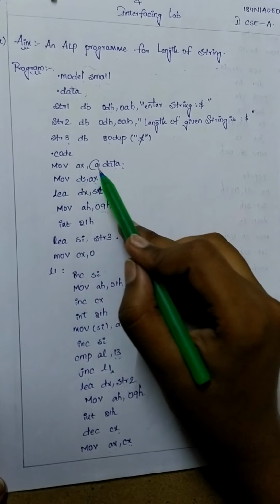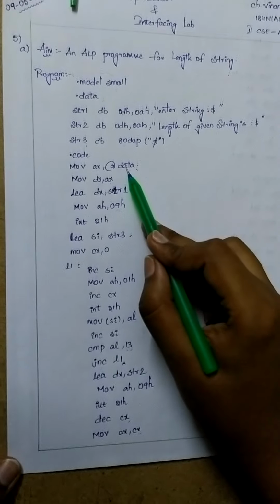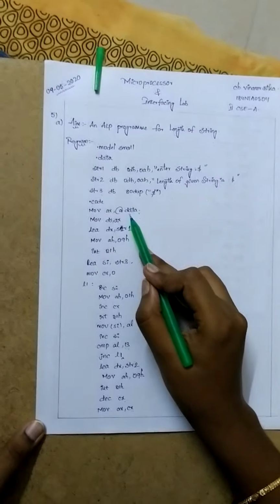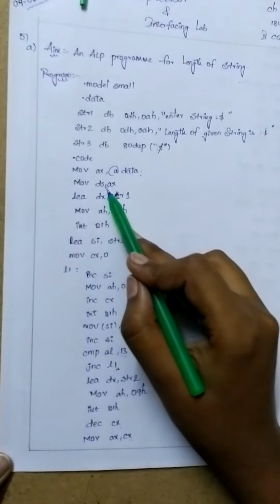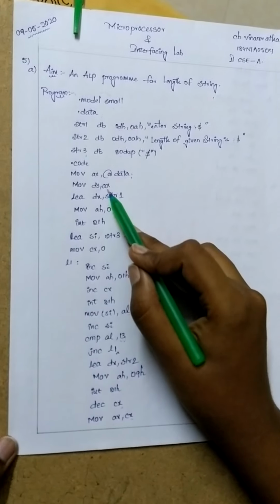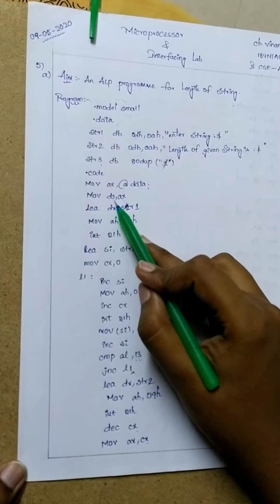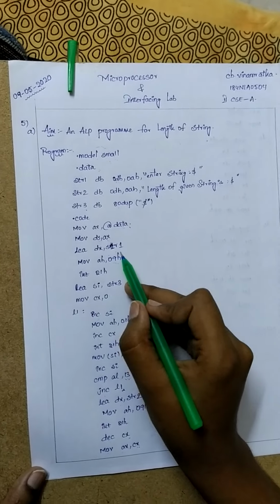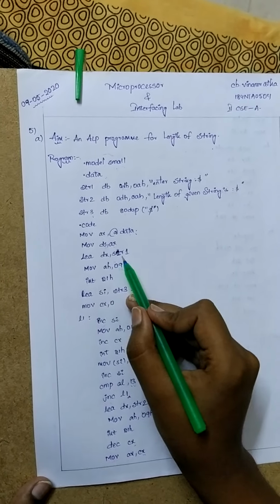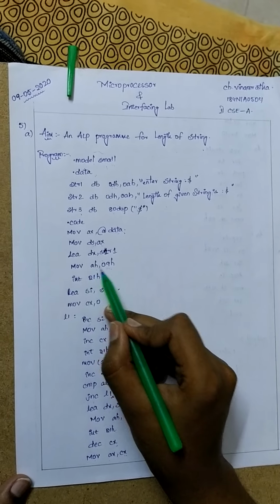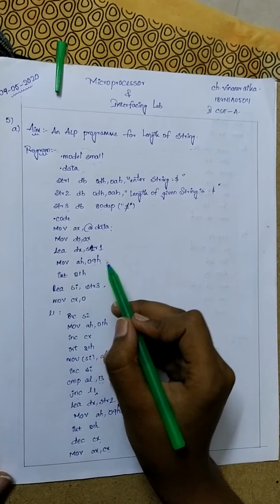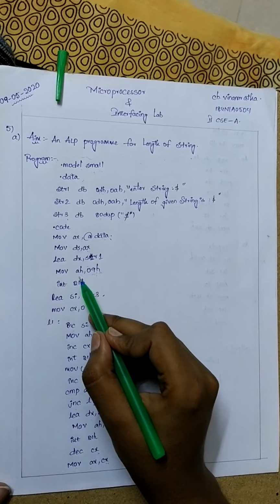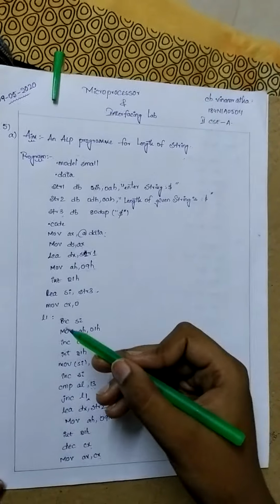mov ax, @data. The data which is present in the data segment is moved into the ax register. mov ds, ax. The ax register value is then moved into ds. lea dx, string 1: the enter-the-string message is loaded into the dx register. mov ah, 09h. 09h is used to display the string, and it is moved into the ah register. int 21h.